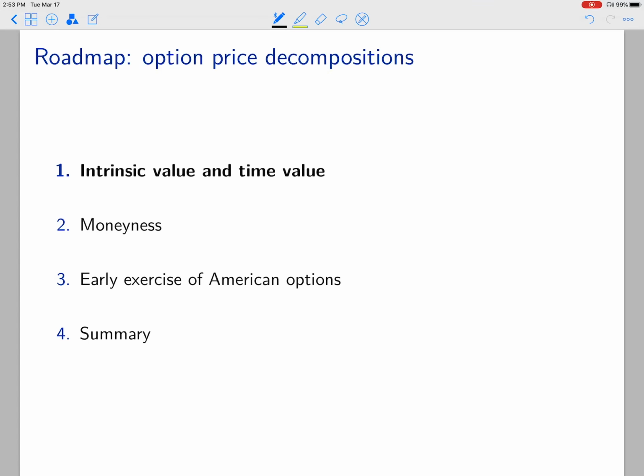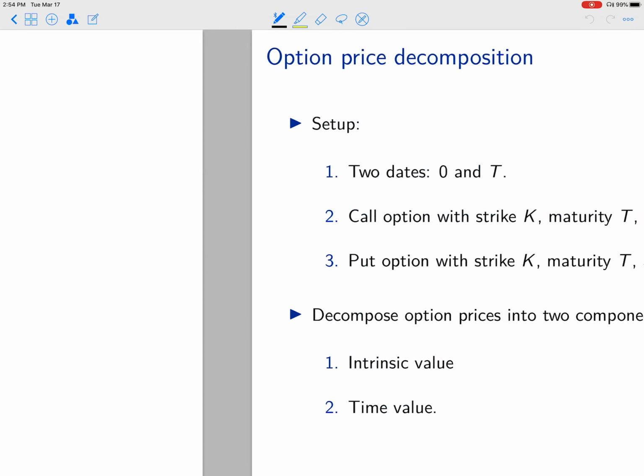In the first half of the lecture, we will learn that option prices are made of two components. The first is something called intrinsic value, and the second is something called time value. In the second half of the lecture, we will relate intrinsic value and time value to the moneyness of an option. That is, is the option in the money, at the money, or out of the money? And we will also relate these concepts to the early exercise of American options.